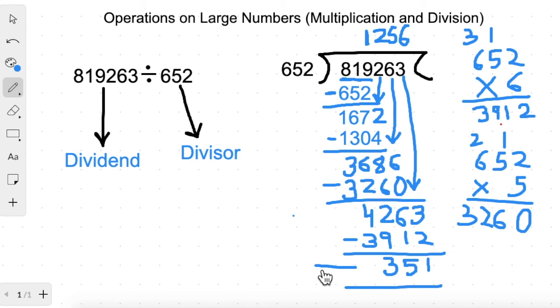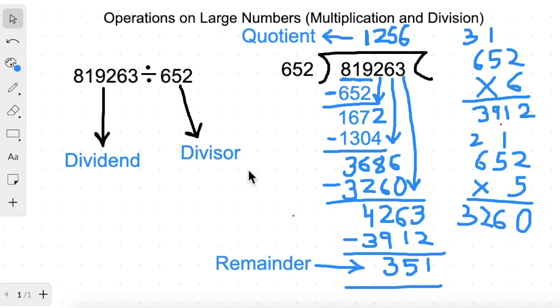So this is our remainder. Now children, we know that this number is dividend, this is divisor. Do you know what we call this number? This number is called quotient. So there are four things when we divide. One is dividend, another is divisor, then there is quotient and remainder. These are the four things that are there in division.